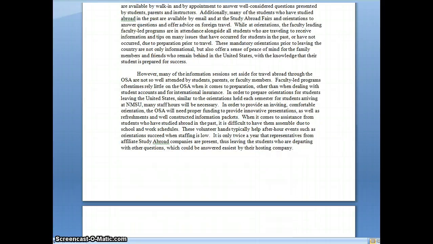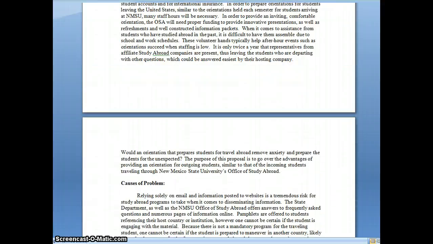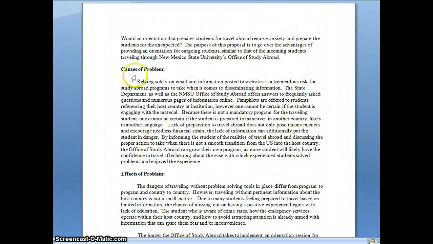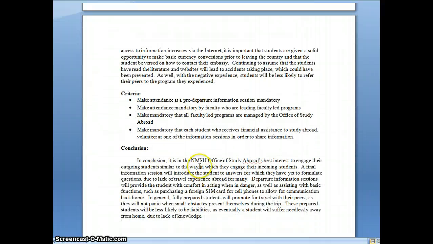Now, as you'll see in this problem memo, it's a little more than just a problem statement, because we have the causes of the problem, we have effects of the problem, we have history and future, and then criteria and conclusion.